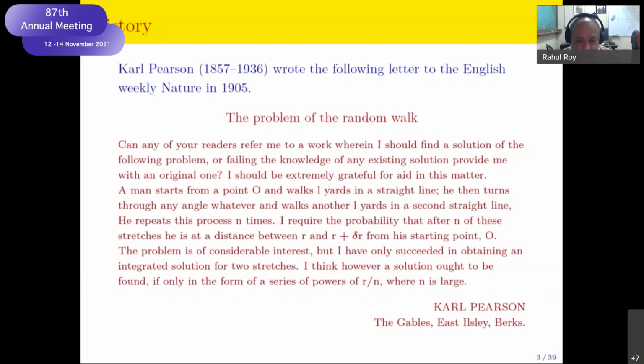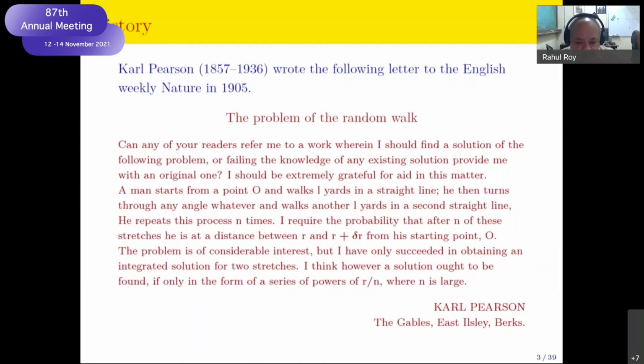Can any of your readers refer me to a work wherein I should find the solution of the following problem, or failing the knowledge of any existing solution, provide me with an original one? I should be extremely grateful for aid in this matter. A man starts from a point O and walks L yards in a straight line. He then turns through any angle whatever and walks another L yards in a second straight line. He repeats this process n times. I require the probability that after n of these stretches, he is at a distance between r and r plus delta r from his starting point O.